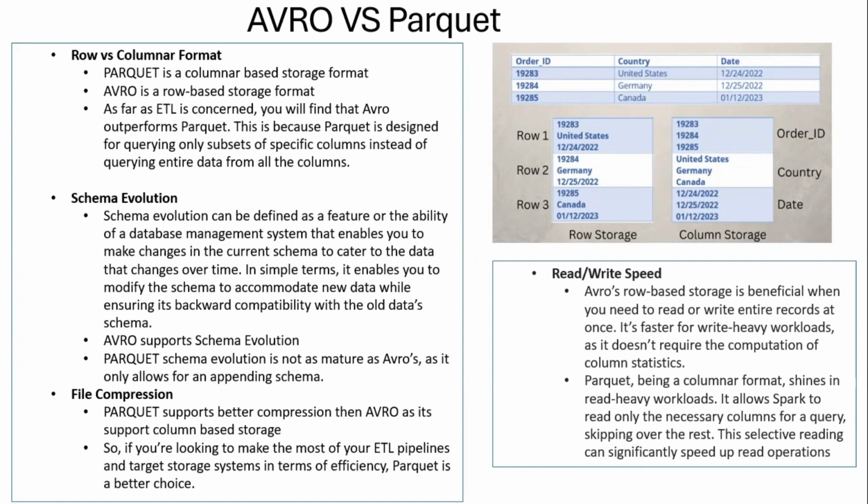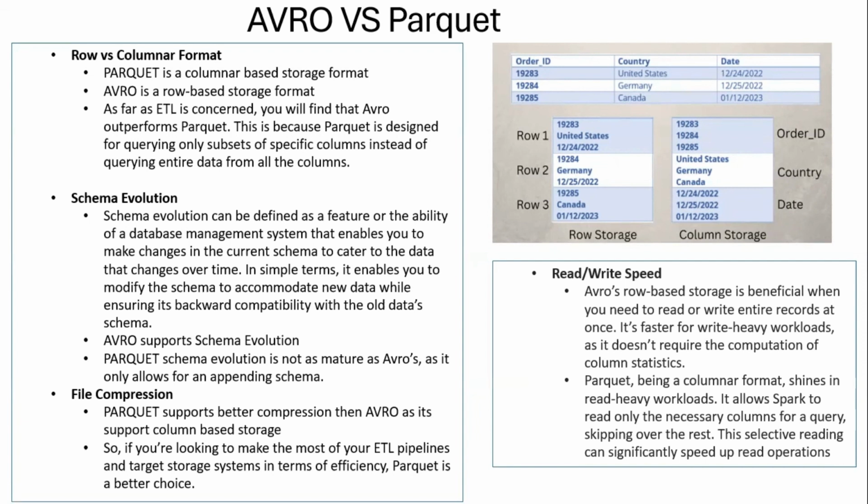Third comparison metric is file compression. One of the main benefits of using big data file formats is a significant reduction in storage requirements and, consequently, costs. This benefit is achieved via multiple compression methods that both Avro and Parquet support. However, the difference lies in how the compression is performed and how efficient it is. In general, column-based storage file formats compress data more efficiently compared to their row-based counterparts. So, if you're looking to make the most of your ETL pipelines and target storage systems in terms of efficiency, Parquet is a better choice.